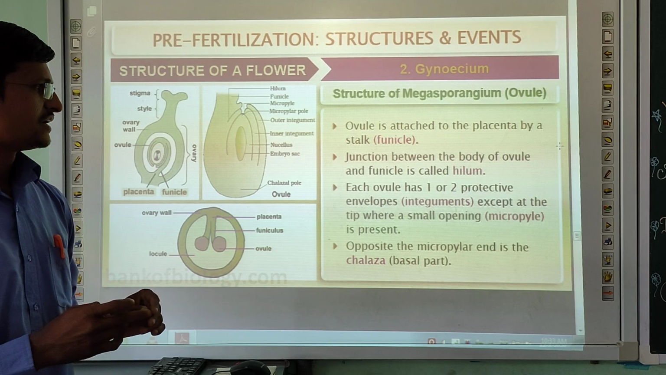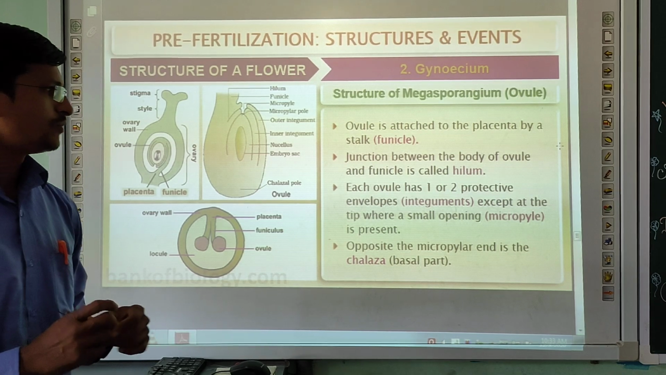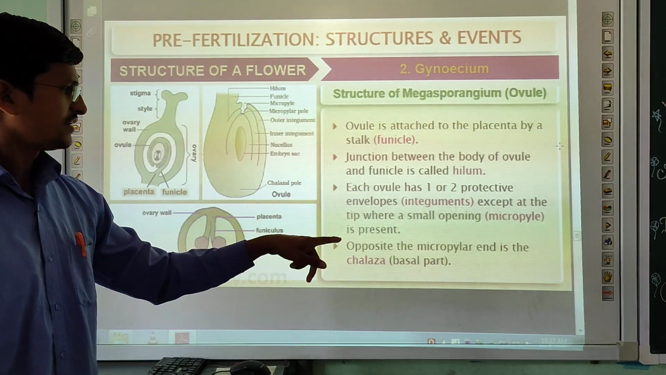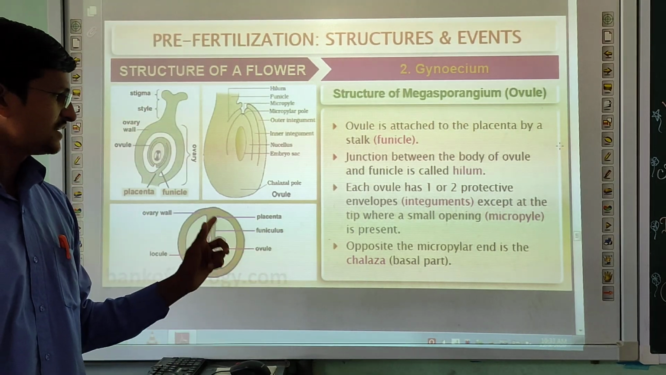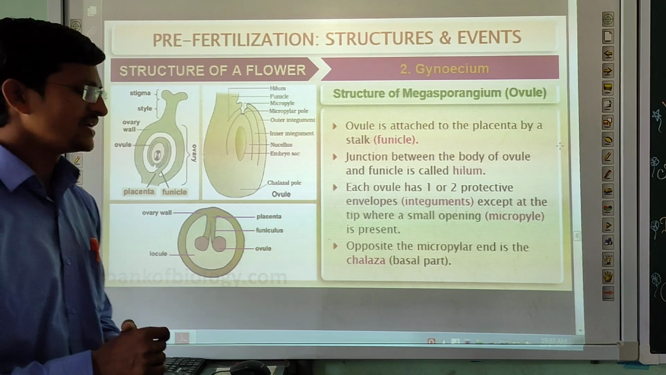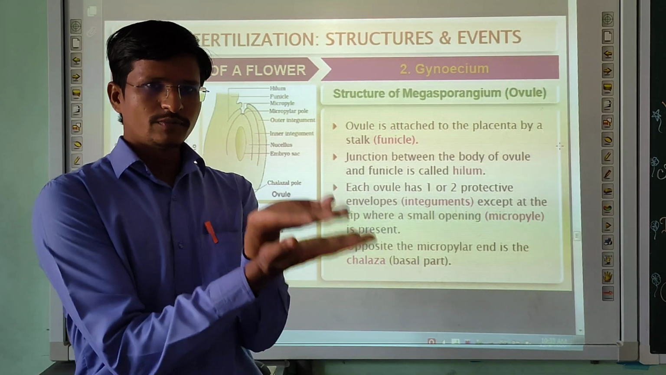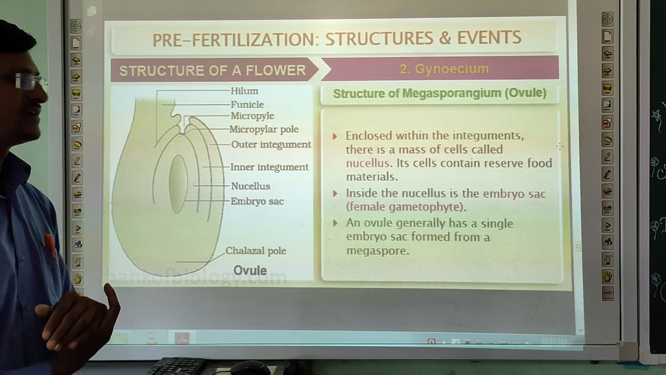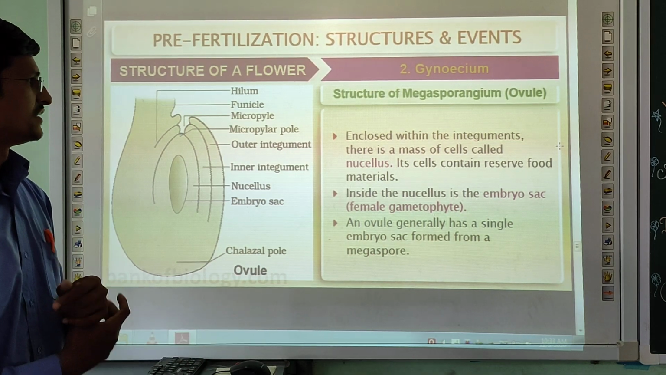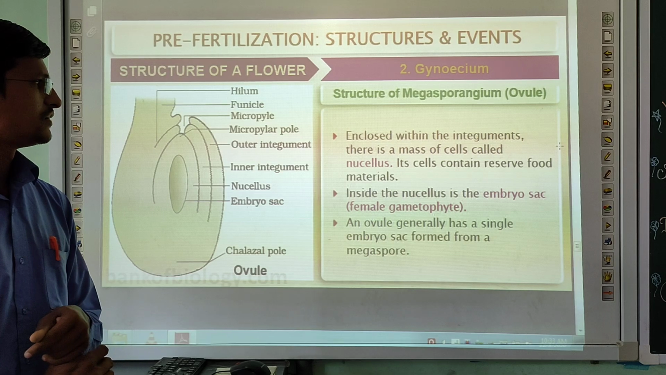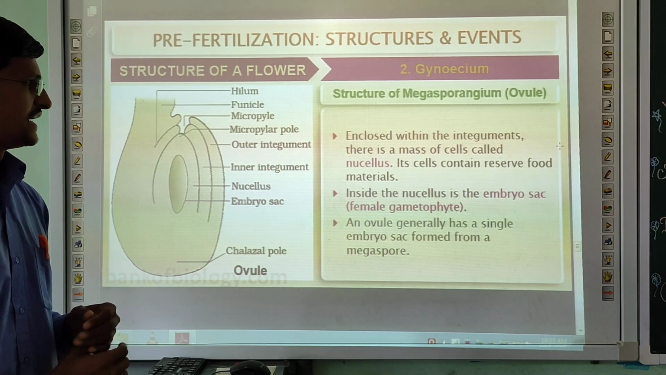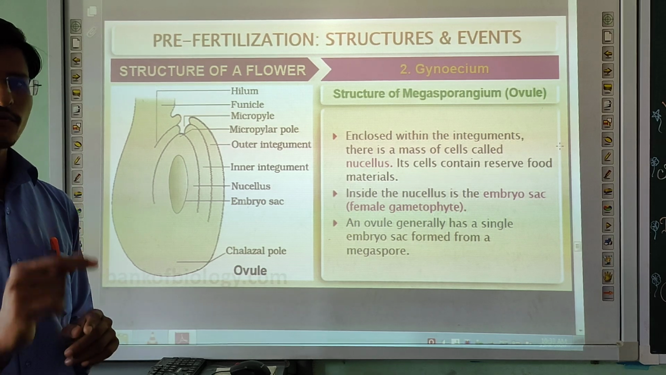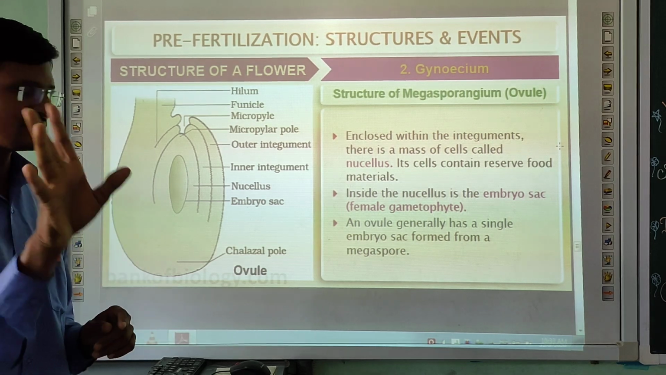The envelopes cover the ovule except at the tip where a small opening, the micropyle, is present, and opposite the micropylar end is the chalaza, that is the basal part, providing support. Enclosed within the integuments there is a mass of cells called the nucellus, and its cells contain reserved food material. They provide nutrition, like pollen grains, you know that.